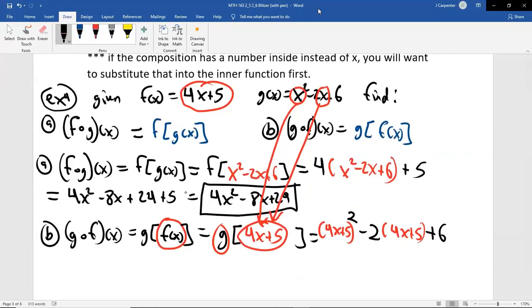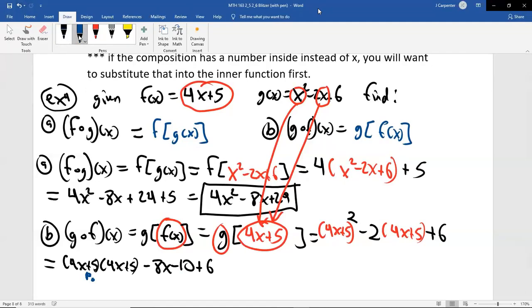All right, we got our Madden drawing going. So now what we have to do is just clean this up. Well, this 4x plus 5 is being squared, so you got to write that as 4x plus 5 times 4x plus 5, which you'll have to FOIL next. We can distribute this negative 2. I'm going to go ahead and do that. So that's minus 8x minus 10.